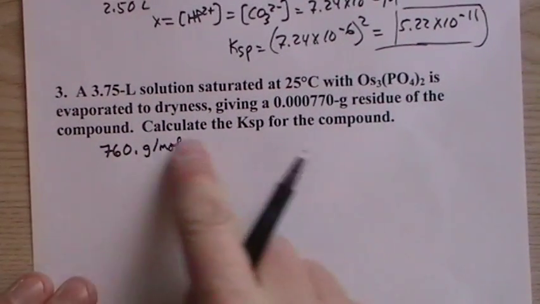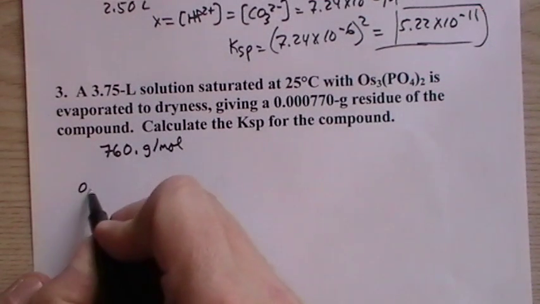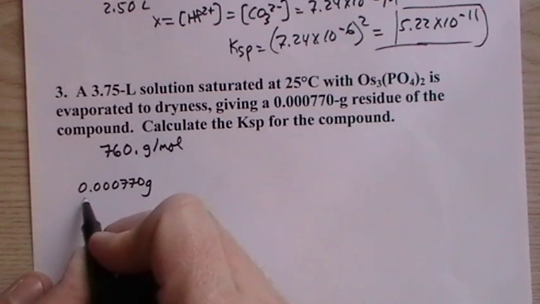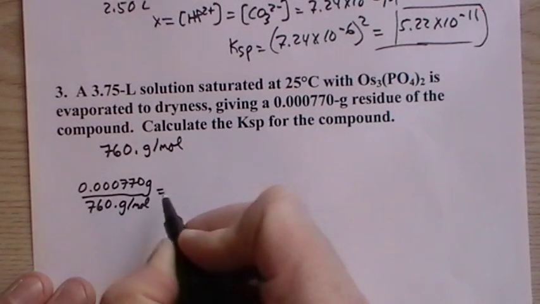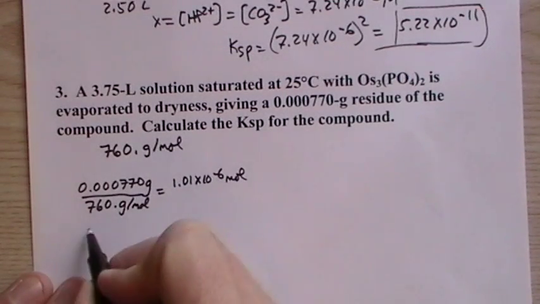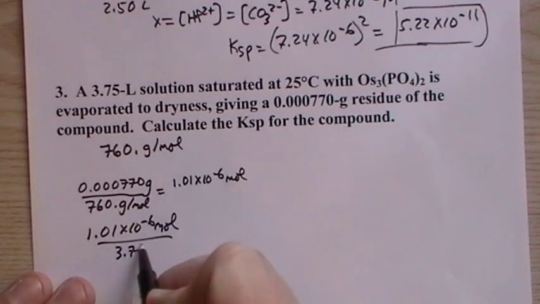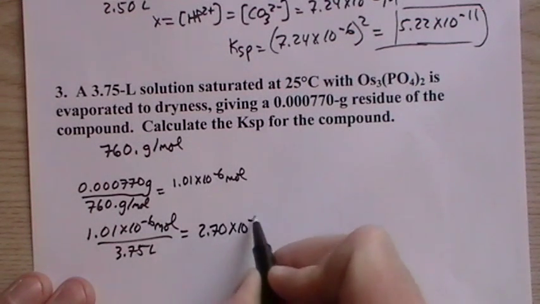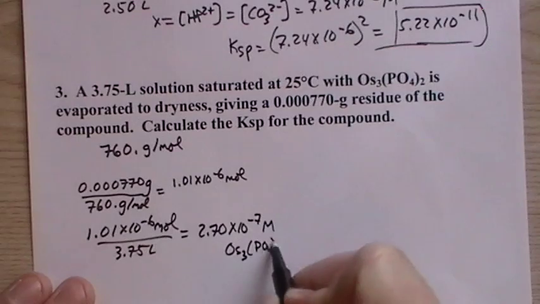Now, we do the same thing. We have a saturated solution. We dry out, we evaporate off all the liquid, and we're left with 0.000770 grams of the osmium compound. We divide by 760, and that gives us moles. And then 1.01 times 10 to the minus 6 moles divided by the volume, 3.75 liters, equals 2.70 times 10 to the minus 7 molar. And this would be osmium 2 phosphate.